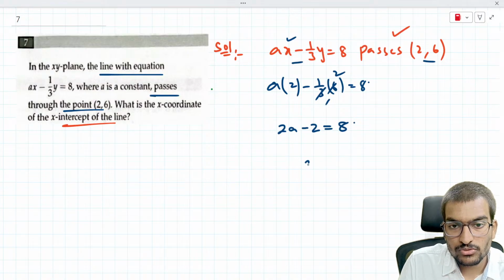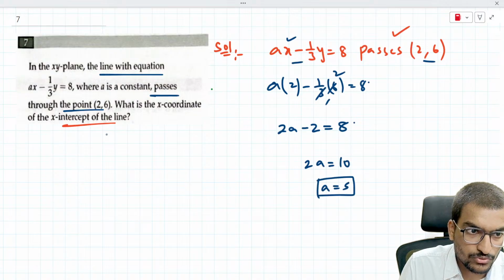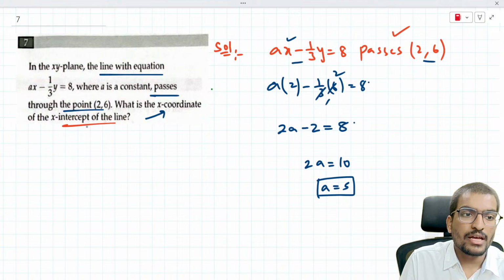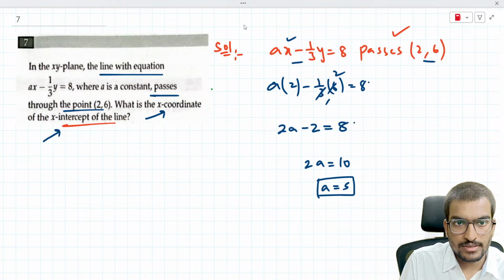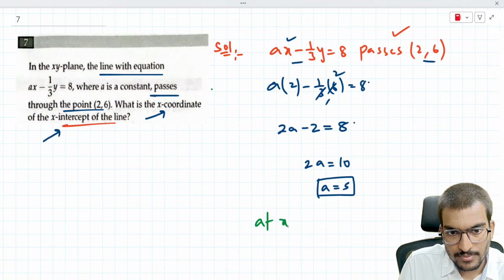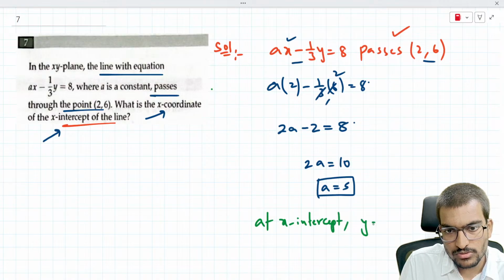So A equals what? 2A equals 10, so A equals 5. You got the value of A, but we are not supposed to find A. We need to find the x coordinate of the x-intercept. At the x-intercept, the y value equals 0.